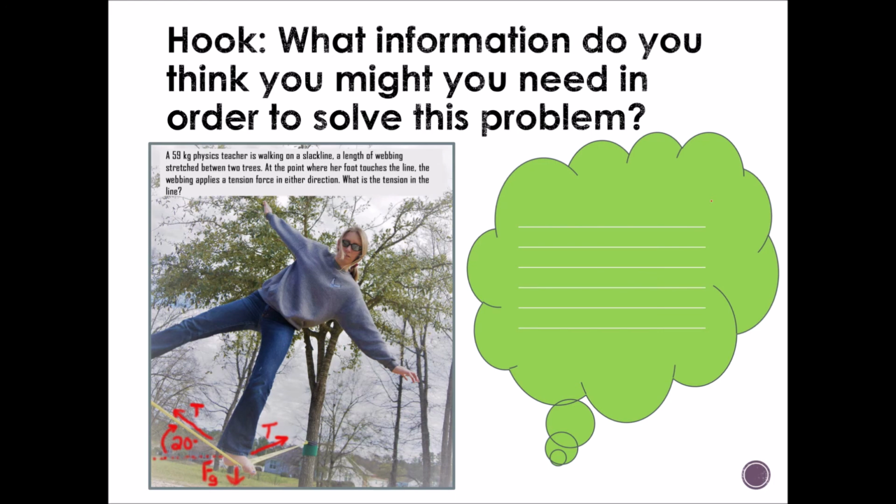What information do you think you might need in order to solve this physics problem? A 59-kilogram physics teacher is walking on a slack line, a length of webbing stretched between two trees. At the point where her foot touches the line, the webbing applies a tension force in either direction. What is the tension in the line? There are some hints down here in the diagram.